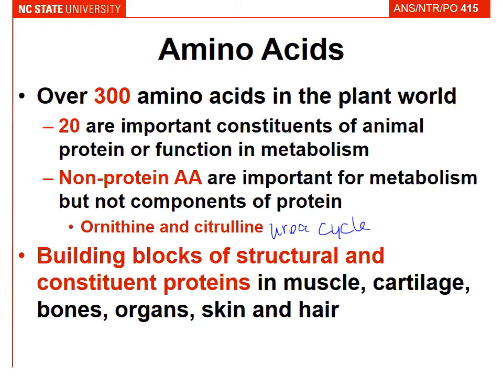We also have our amino acids. They are the building blocks of all of our structural and constituent proteins, so the building blocks of our muscles, our cartilage, bones, organs, skin, and hair. Amino acids are the basis of all of those.